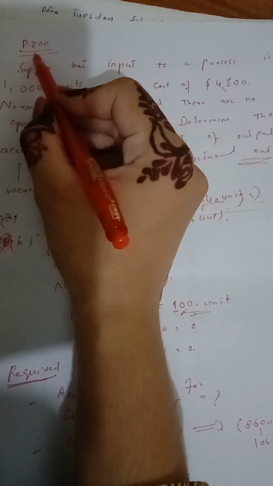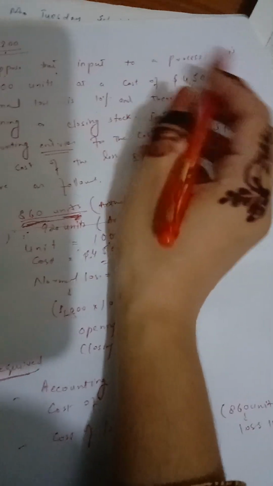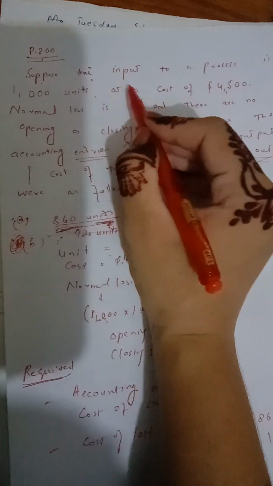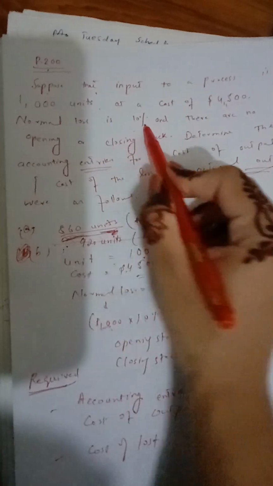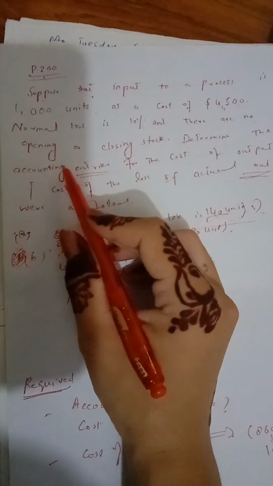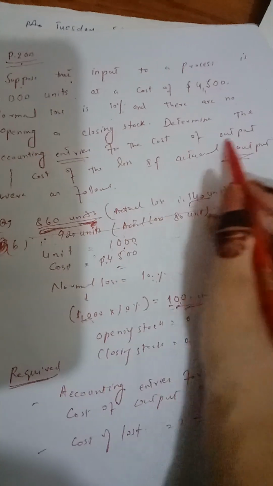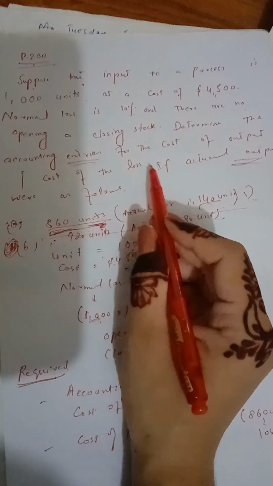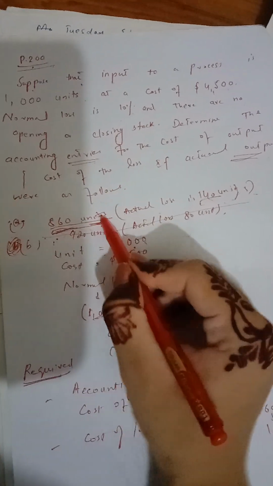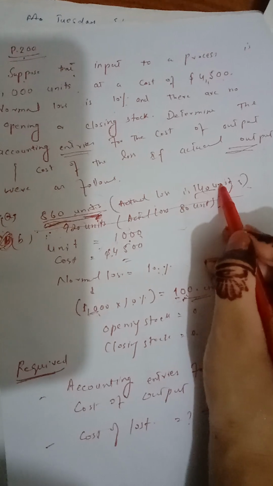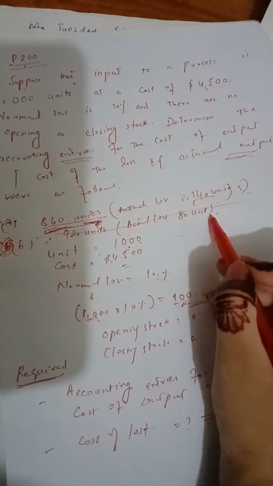This is chapter 200 of your book. The question is given: Suppose that input to a process is 1000 units at a cost of $4500. Normal loss is 10% and there are no opening or closing stock. Determine the accounting entries for the cost of output and cost of the loss if actual output were as follows: part A, 860 units and actual loss is 140 units; and part B, 920 units with an actual loss of 80 units.